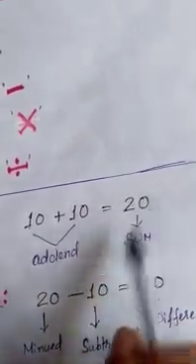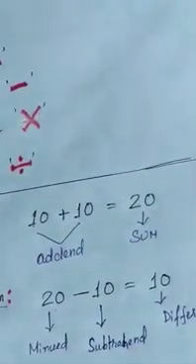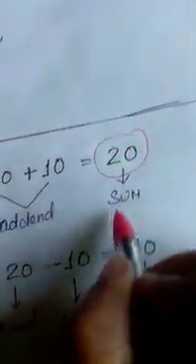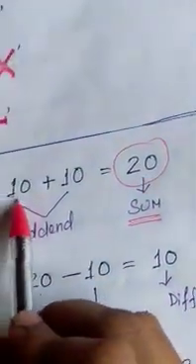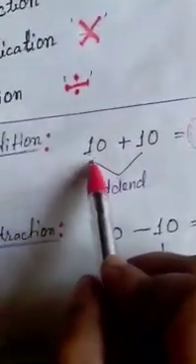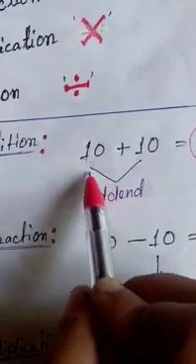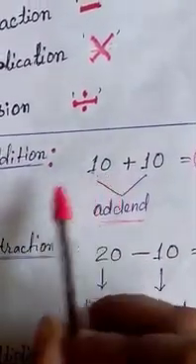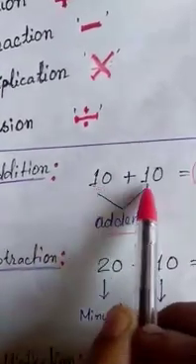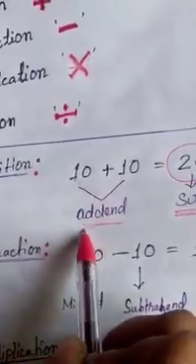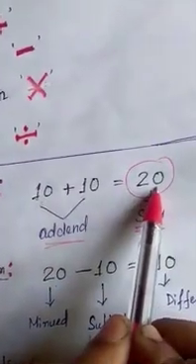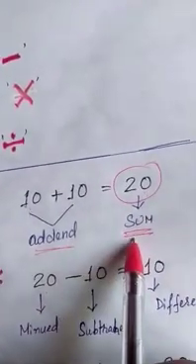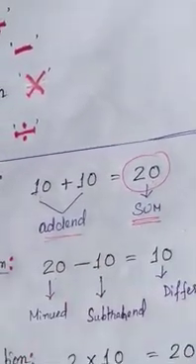This 20, the total, is called the sum. And the numbers, the price of each chocolate, 10 and 10, are called the addends. So in the addition process, the numbers which are being added are called addends, and the total, the result, is called the sum. All right, students.